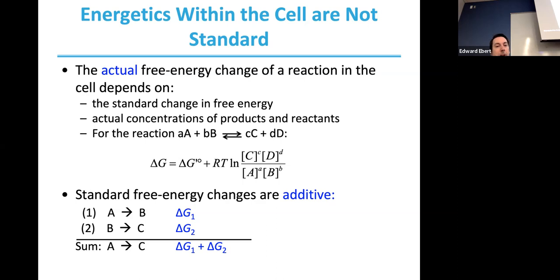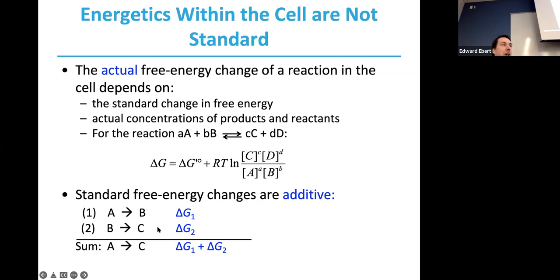Okay. If we have a pathway, which we will have lots and lots of pathways this semester, our standard free energy changes are additive. So if we want to look at the pathway of A to C, and A goes to B as an intermediate, and then B gets converted to C, we can look at the delta Gs for each individual reaction in there.